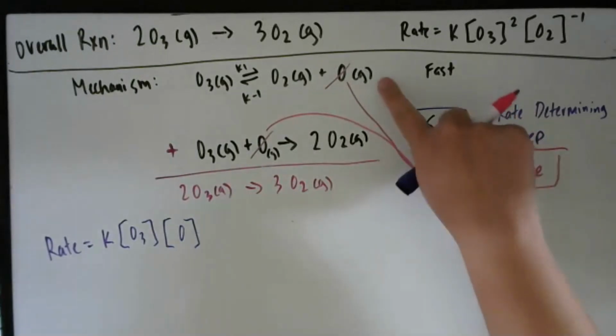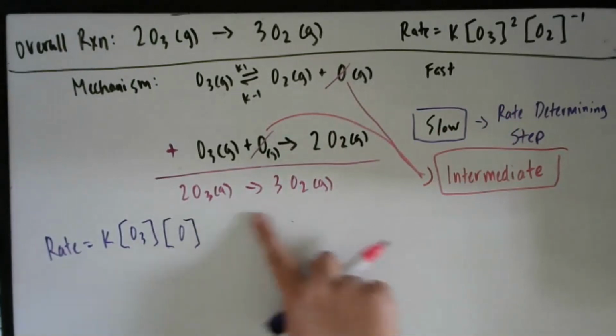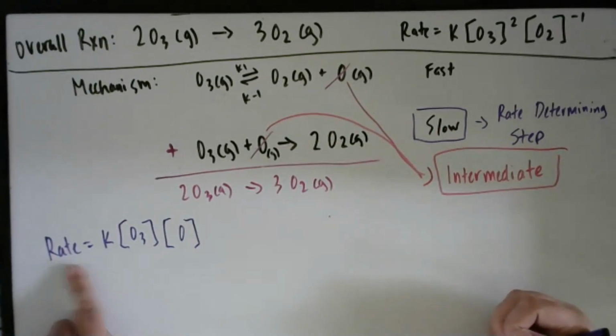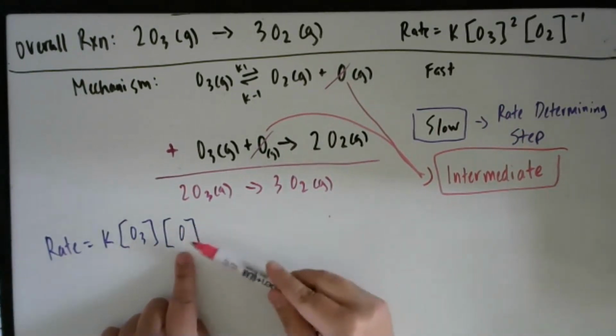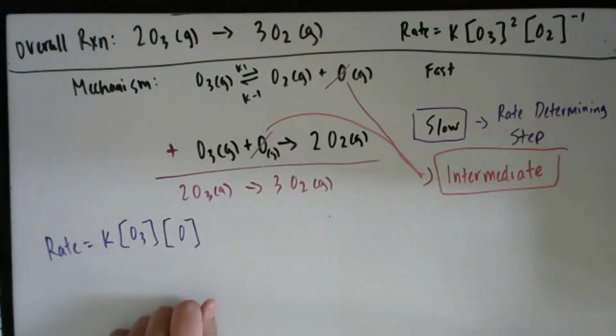Okay, it only exists briefly and then it's converted into something else, but it does not exist in our overall reaction. That's what an intermediate is. And our rate law cannot contain an intermediate. It's okay if it's here initially, but we can't leave it like this. So what we have to do is figure out a different way to express what the concentration of a singular oxygen could mean, right? And what we're going to use is our first mechanism step, that fast step. That's going to help us do that.